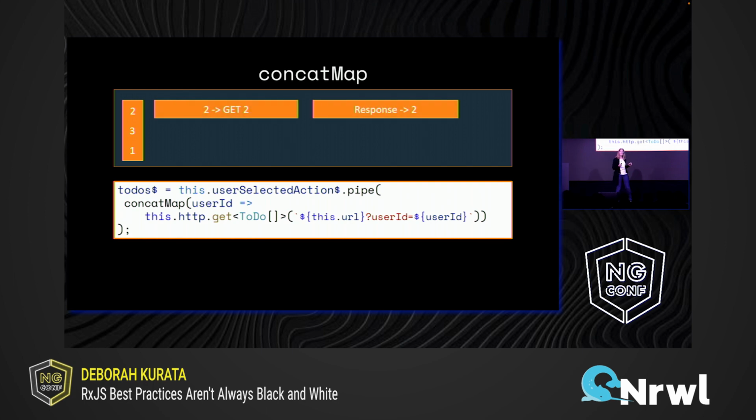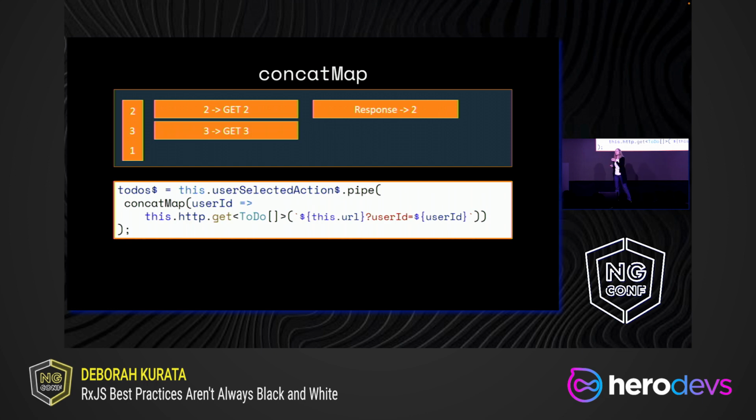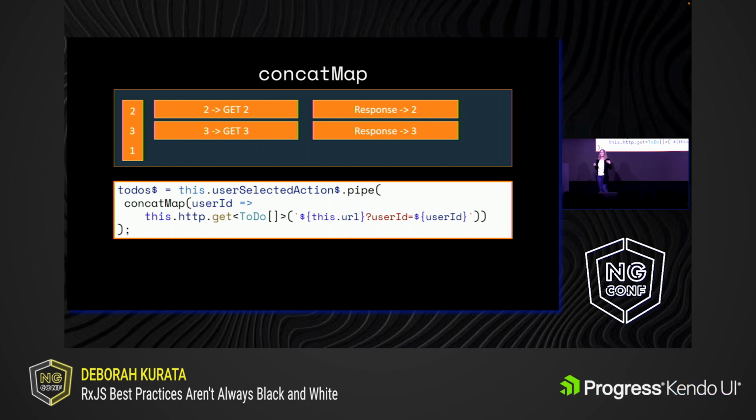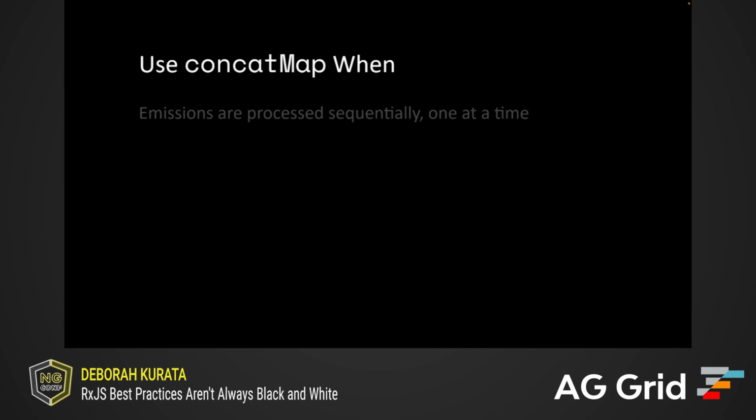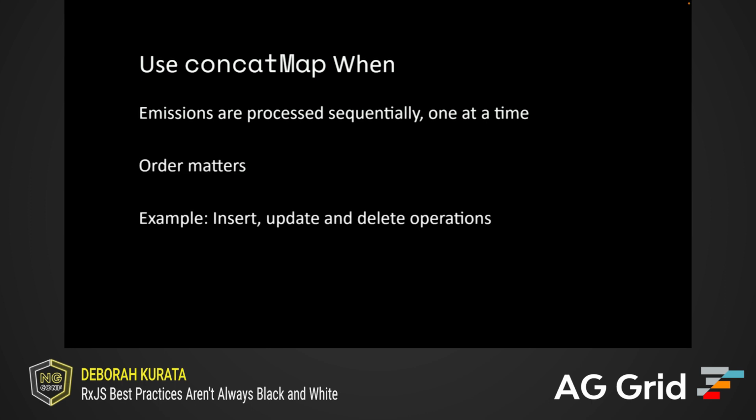It's going to go to get that second data and wait till it comes back. Then it's going to start getting the data for the third one, and I really wanted the data for the first one, but now it's going to wait for that third one and then finally get the first one and get that response back. So ConcatMap is not the best practice for that particular scenario, but it is best practice for any other scenario when emissions need to be processed sequentially, one at a time, and order matters. So insert, update, and delete are prime examples. If I do an insert, immediately update it, and then delete it, I want those processed in order, one at a time.